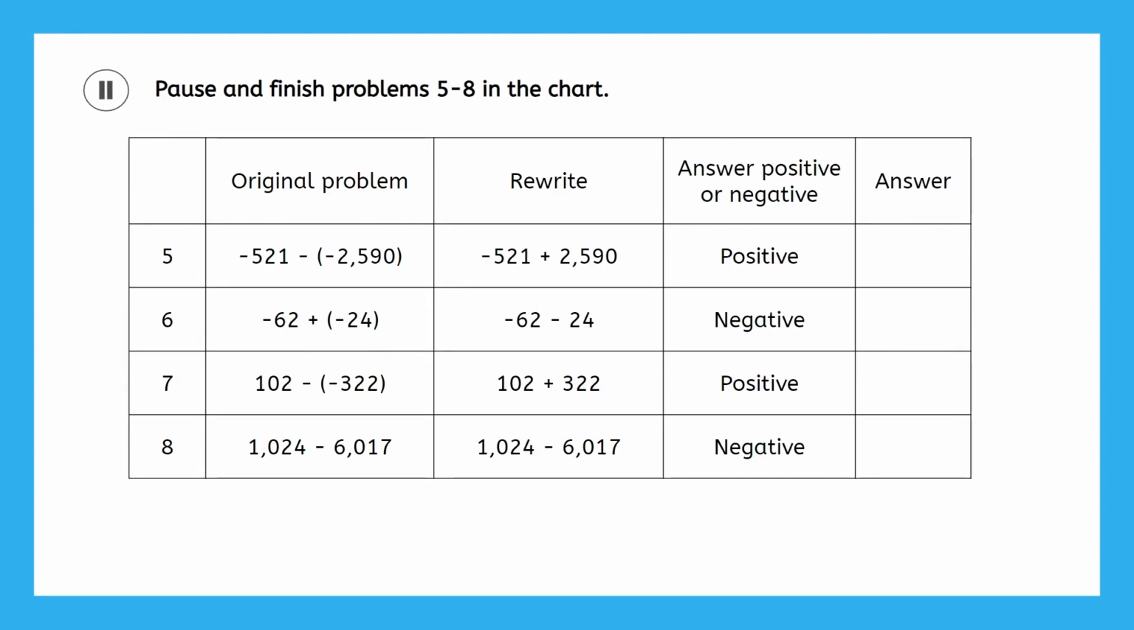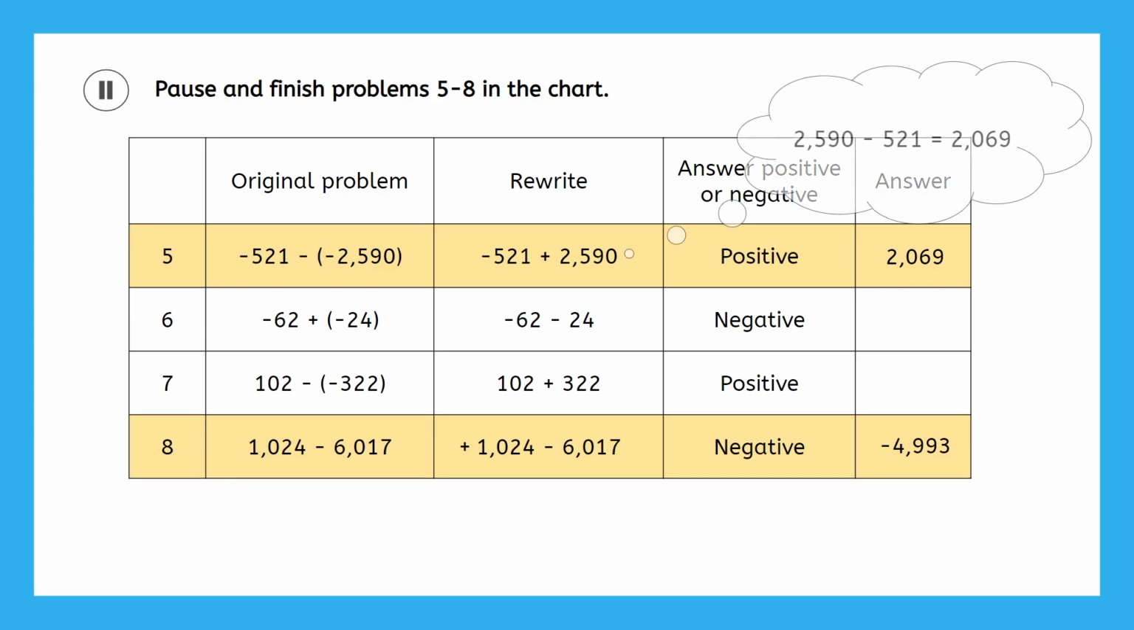Great work. For numbers 5 and 8, we see there are two different signs. Notice we can place a plus sign in front of that 1024. Then we can subtract the numbers. Number 5 will be positive, and number 8 will be negative. Remember, our other option for number 5 is to write it as 2,590 minus 521.